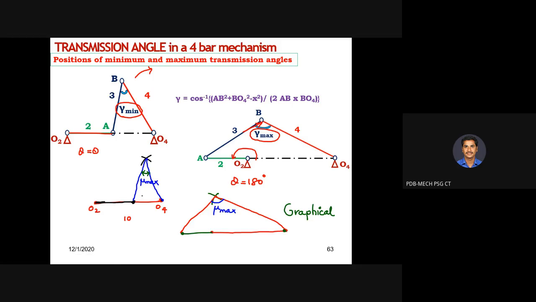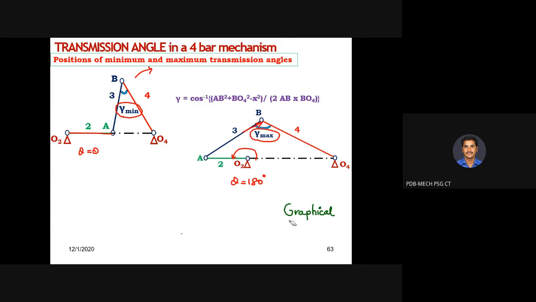Otherwise, we can use the analytical approach. The graphical approach is one of the approaches, and it is very simple for simple mechanisms, whereas the other approach is the analytical approach. We need to use some formulas to find out the minimum and maximum transmission angle. The formulas are not new to us. We know how to write the cosine formula for triangles.